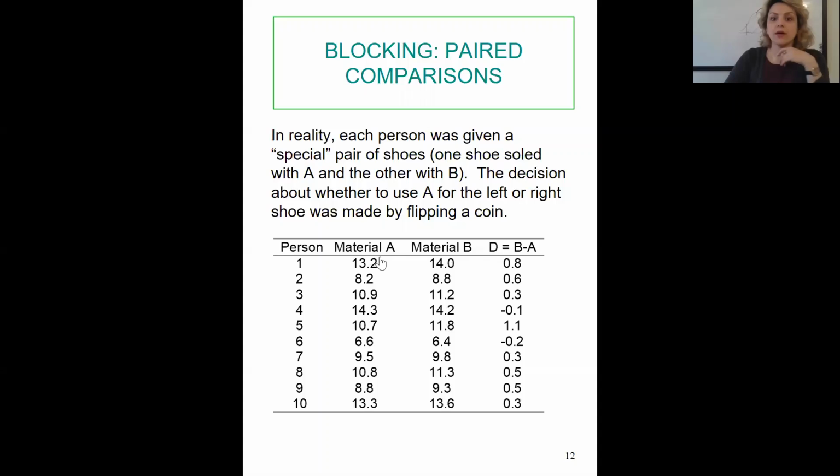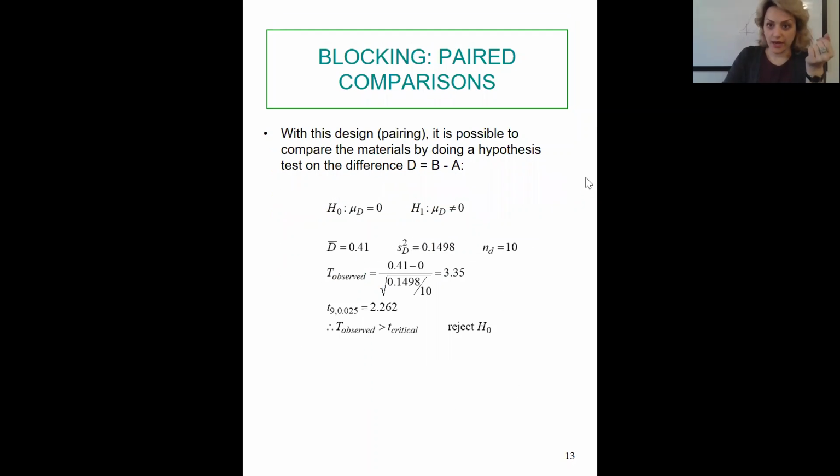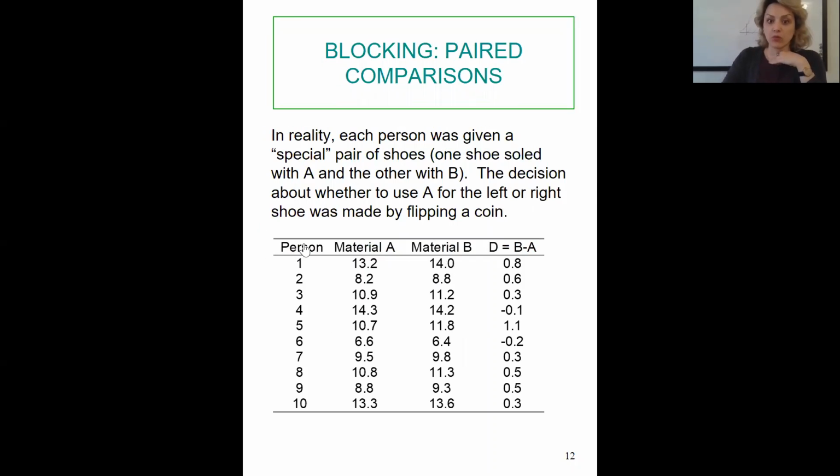So person one, for example, these are the results for each of them, right? Person one, material A, 13.2, for example, the result that I got. Material B, 14. So each of the shoes is different. We want to see which one is more durable. So we read the test, and then for each person you would have the difference between A and B. With this design, with the pairing, it is possible to compare the materials by doing the hypothesis test on the difference between B and A for each person. So it's like that for person one, person two, person three.